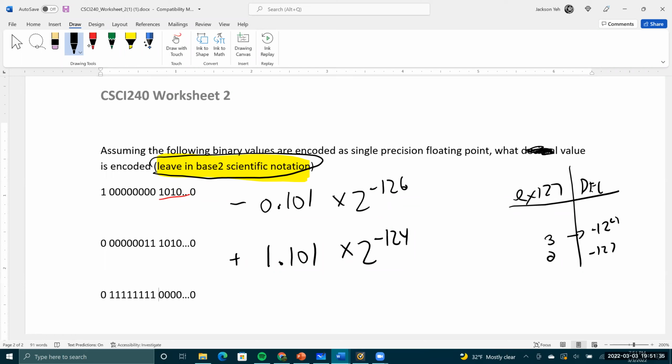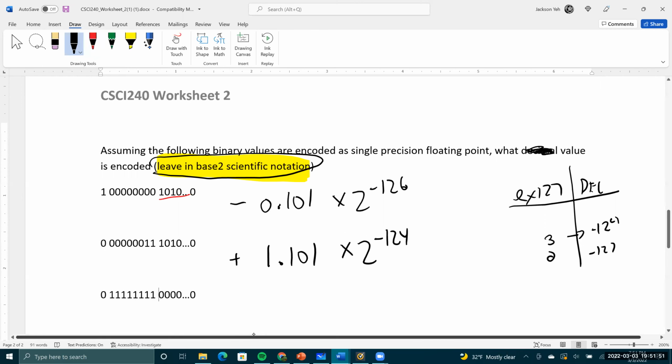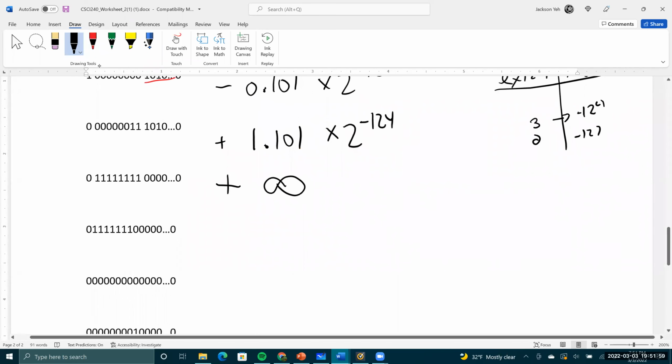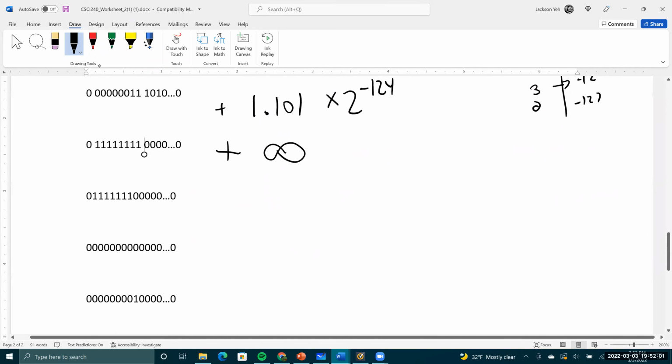All right. The next one, 1, 2, 3, 4, 5. Okay, so this is all ones. This is going to mean either one of 2 things: either it's going to be infinity or not a number. So I look at the fraction, it's all zeros. So I realize, oh, this is just infinity. So this is positive infinity. All right, next one.